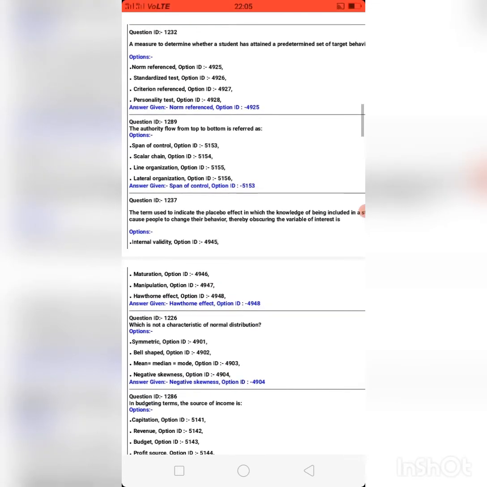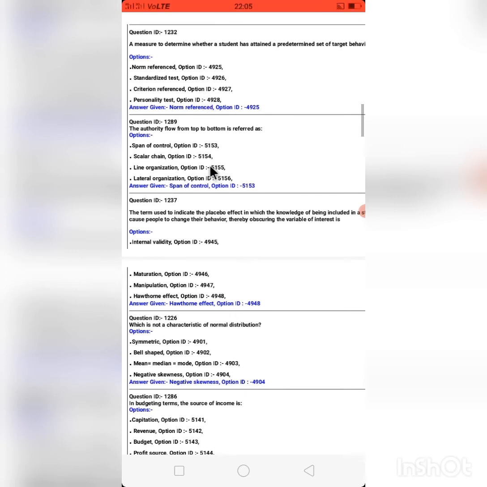What are the options? The first option is the norm reference, standardized test. As you all know, norm reference, standardized test, and personality test used for personality checking. So the right answer for this question is the criterion reference. As the name suggests, criterion reference means a test particularly made for the target, in order to determine the student's targeted behavior. As it says criterion, it means some particular criteria is already set in this particular test of criterion reference. Okay, so the right answer for this question is the criterion reference.